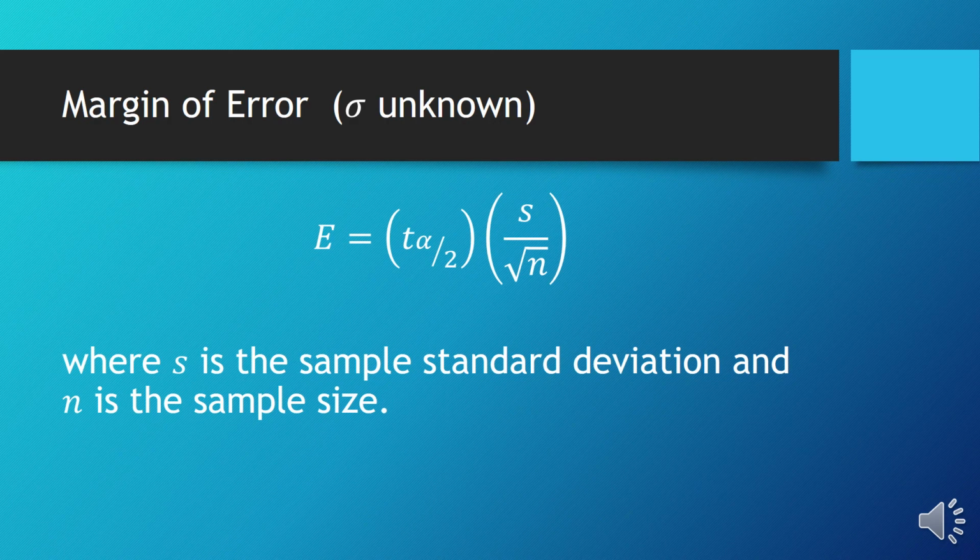Now, this formula should look somewhat similar. It looks very similar to the margin of error formula whenever we knew the population standard deviation. This one's just a little bit different. It says the margin of error E is equal to our critical T value, T sub alpha over 2, times S, the sample standard deviation, divided by the square root of N, where N is the sample size. Now, some of your homework questions will ask you to find the margin of error. But typically I wouldn't put a question like this on the quiz.